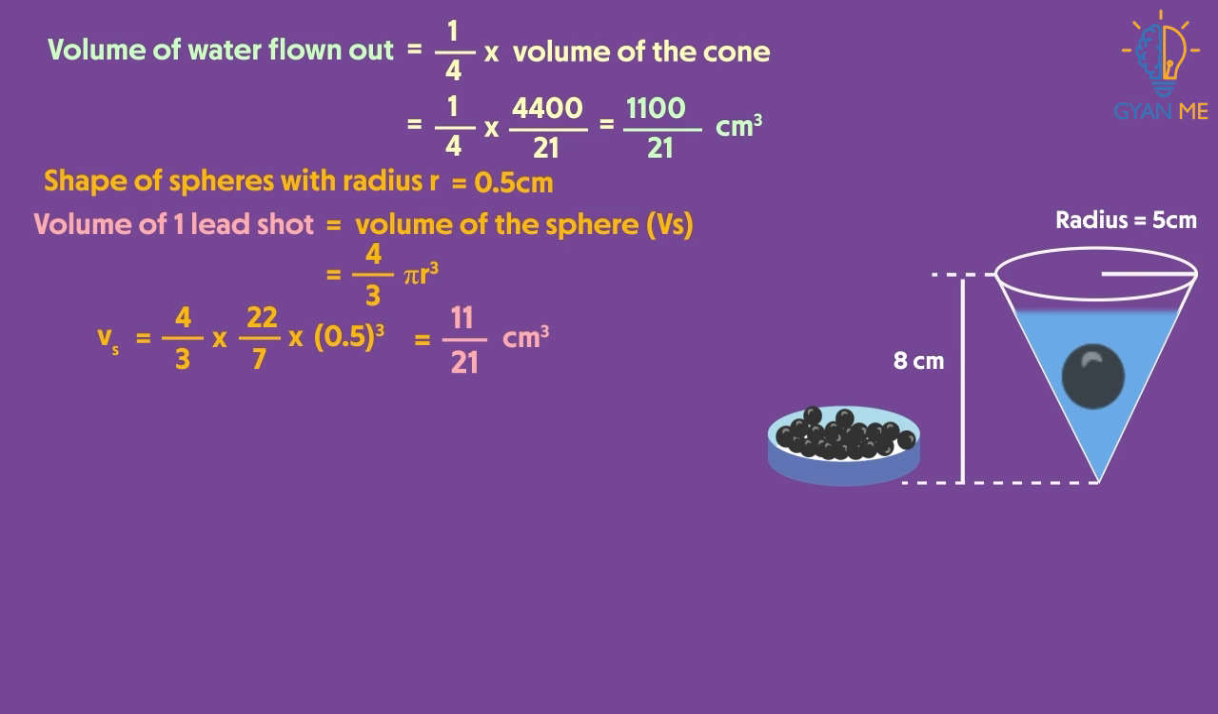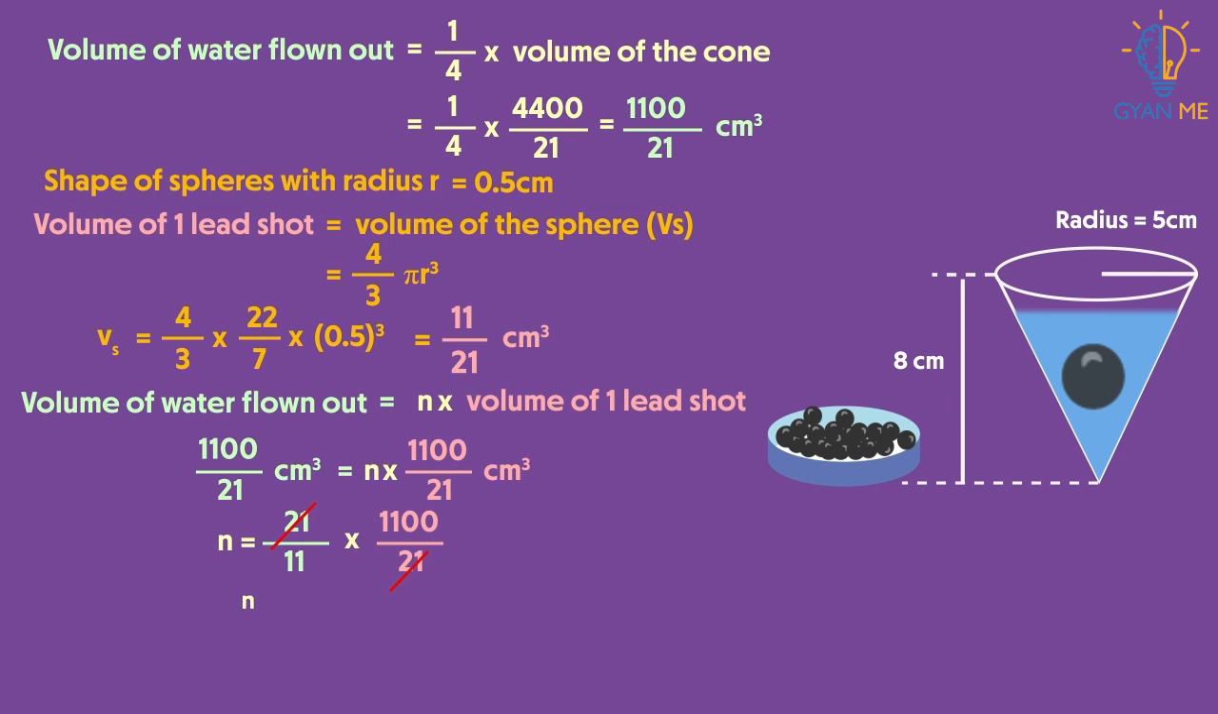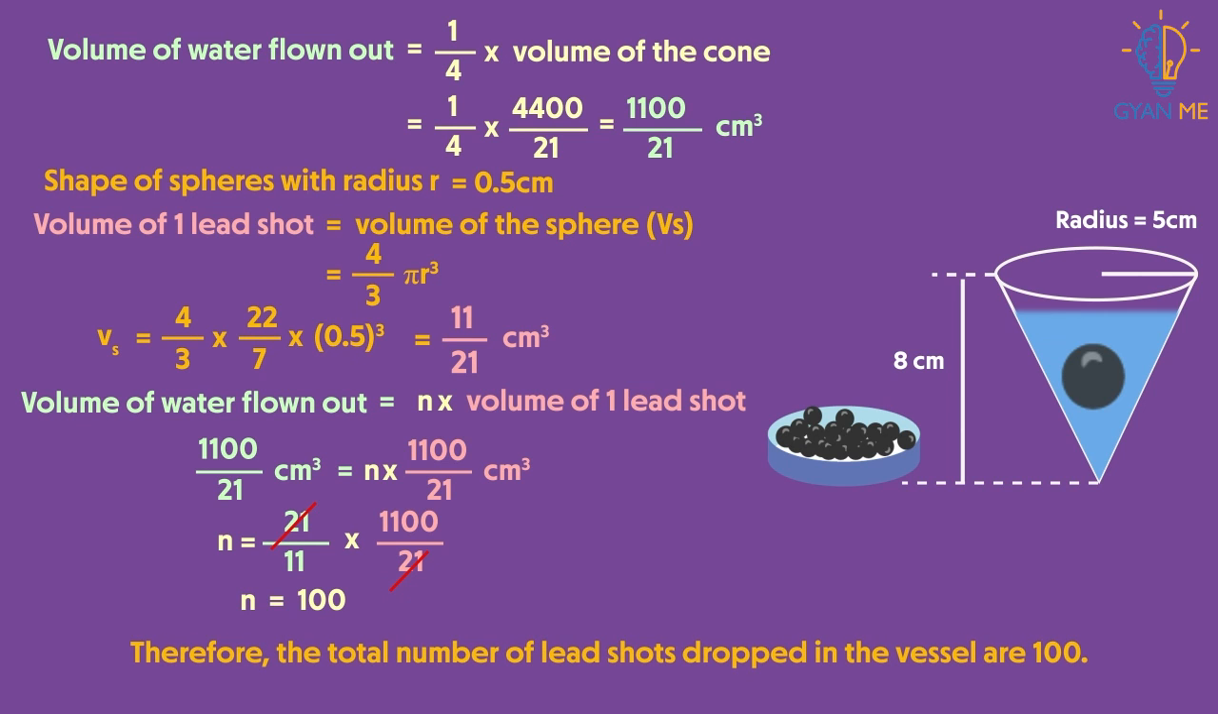Now we have to find the number of lead shots that were dropped in the vessel. We can find them since we know that volume of the water that flows out will be equal to the total volume of all lead shots that were dropped in the vessel. Therefore, volume of water flown out is equal to N into volume of one lead shot. On substituting the values, we get N is equal to 100. Therefore, the total number of lead shots dropped in the vessel are 100.